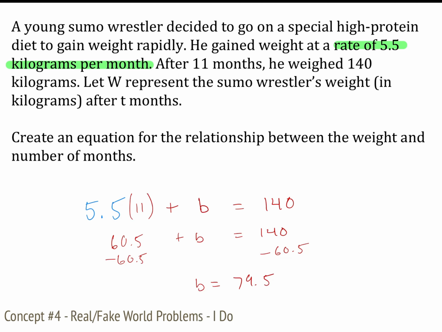Now we have that initial weight, but we don't have the actual equation for the relationship between the weight and the number of months. We need to plug that in. So we get W, the sumo wrestler's weight after T months, because now it's not 140 anymore. Now it's however many months. What would it be at 9? What would it be at 90? So W equals, sorry, that was not very clear, 5.5T plus 79.5. And now we have the equation, okay?